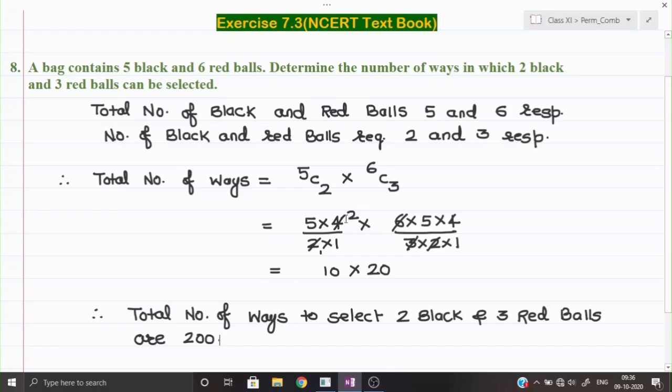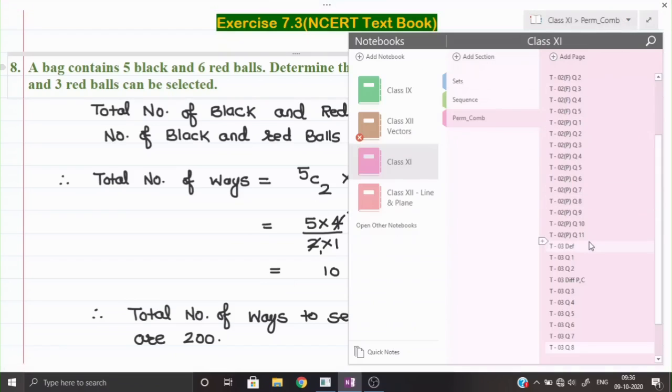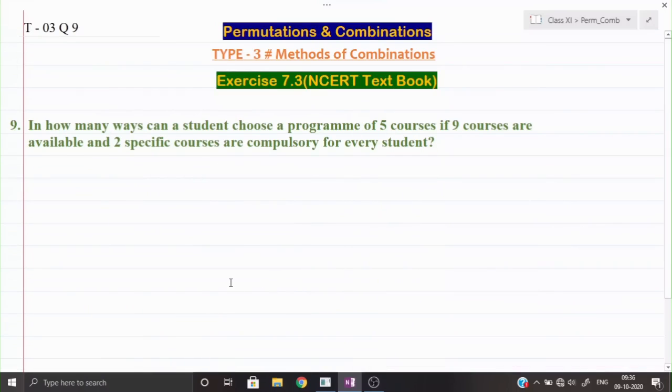Let us see now the question number 9. In the 9th question, now see what we have been given. In how many ways can a student choose a program of 5 courses if 9 courses are available? Okay, we are not reading the further part. What we have given is that 9 courses are given, and we have to select any 5 courses. Whichever is coming first, again sequence doesn't matter.